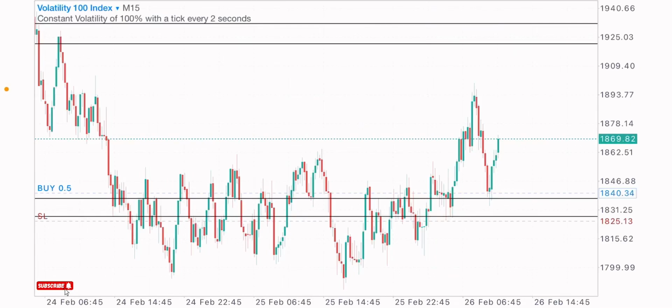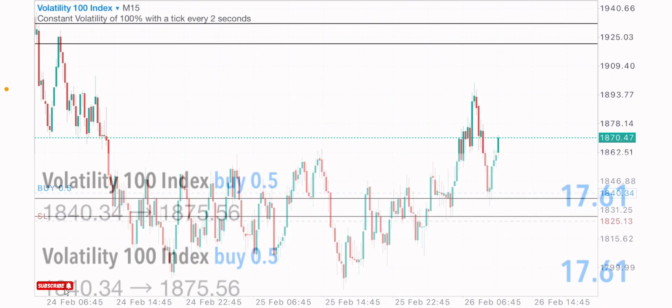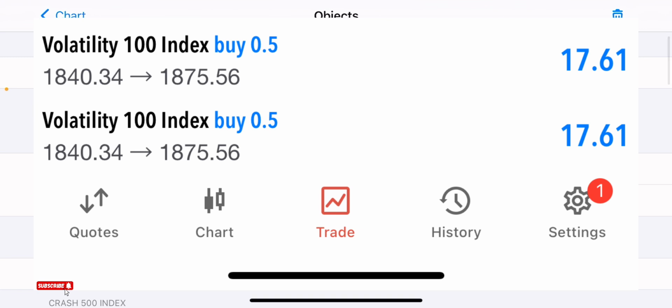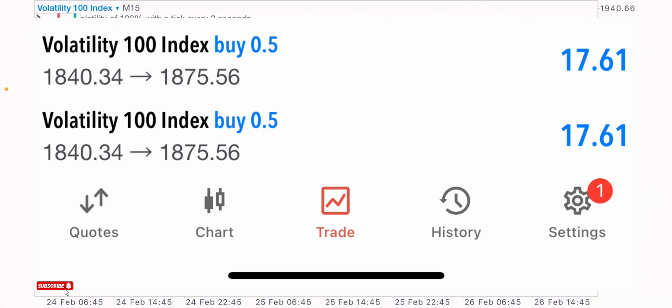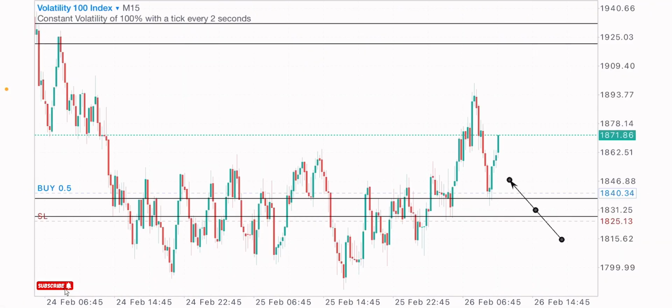I took this buy trade on V100 index using this simple market approach. This buy setup was shared on my free Telegram channel and to my VIP members. You can see I'm moving in good profit.